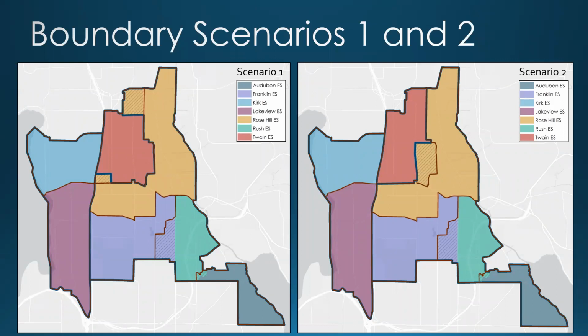Next, we will review the maps and associated summary statistics for the 2 boundary scenarios, 1 and 2, for community consideration and feedback. These are not final recommendations, but merely different strategies for balancing current and future building utilization.